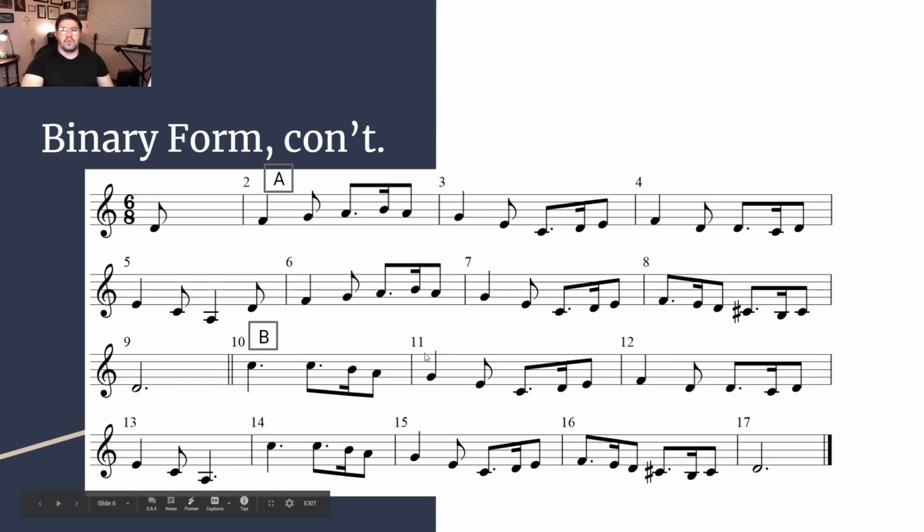Now, the reason that we don't have another A or anything else that ends on B is because if you look, it doesn't go back to that A section. It doesn't do it again.